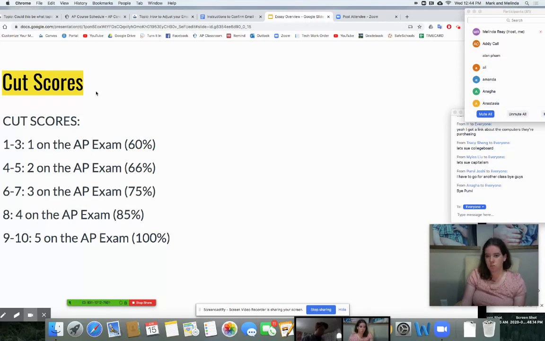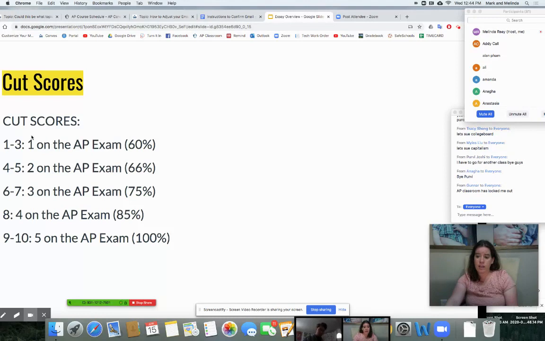That's what a cut score is. The problem is nobody's ever seen this rubric before, so none of us have any idea what it could possibly be. So let me explain the cut scores really quickly, of how I gave you guys some grades.